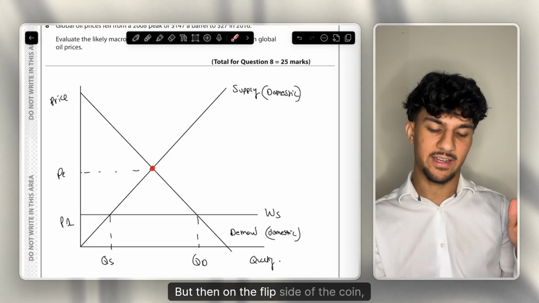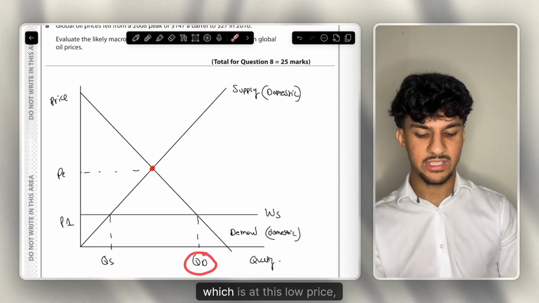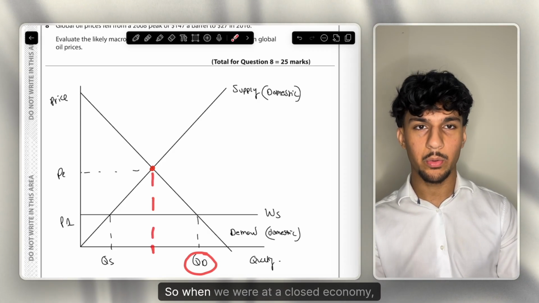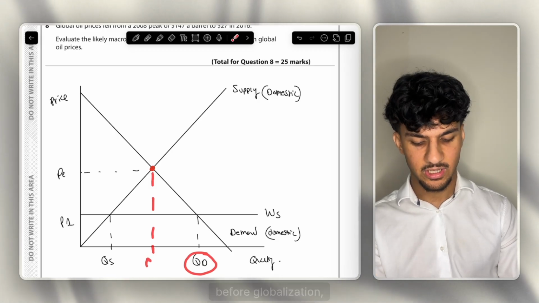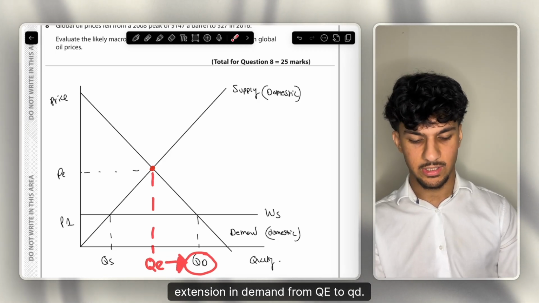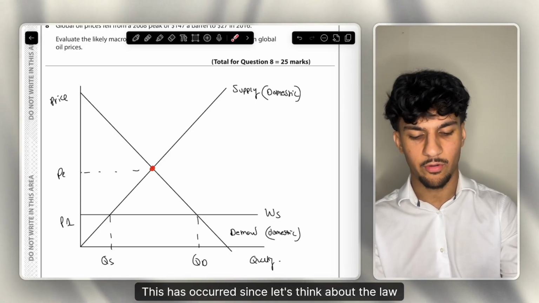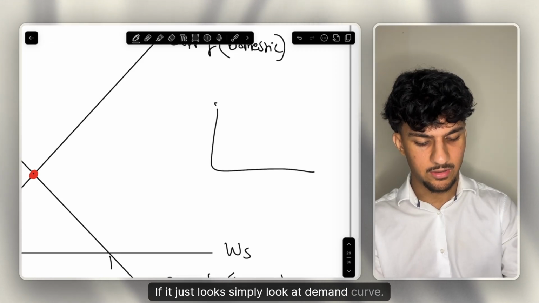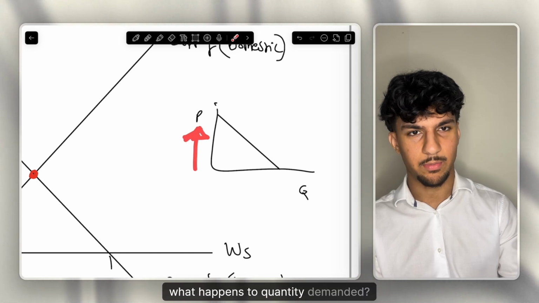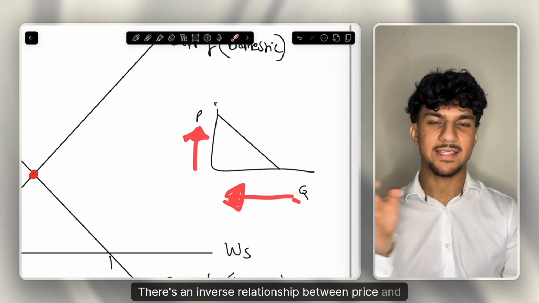But then, on the flip side of the coin, on the consumer side of things, look at what's happening. We have QD, which is, at this low price, the quantity demanded by consumers, and it has increased. When we were in a closed economy before globalization, demand was at QE, and it has now had an extension in demand from QE to QD. Let's very simply think about why this has occurred. Let's think about the law of demand. If you simply look at a demand curve, what is the main thing we say happens on a demand curve? As price increases, what happens to quantity demanded? Quantity demanded falls. So that is the law of demand. There's an inverse relationship between price and quantity demanded.